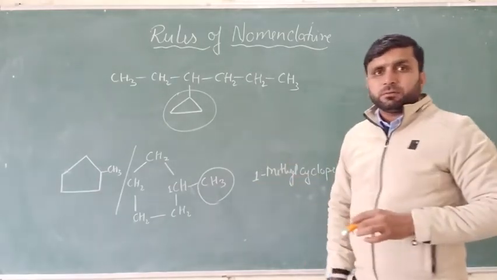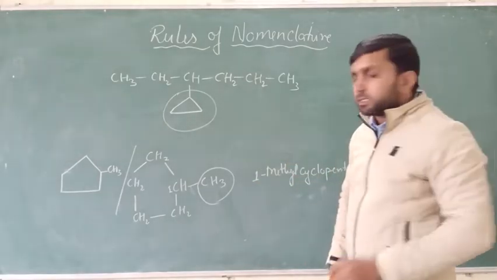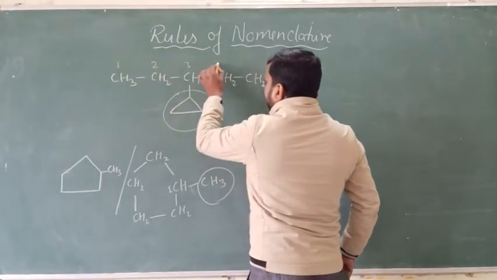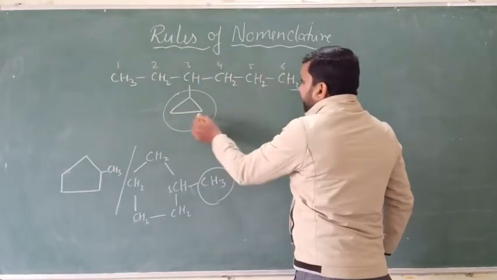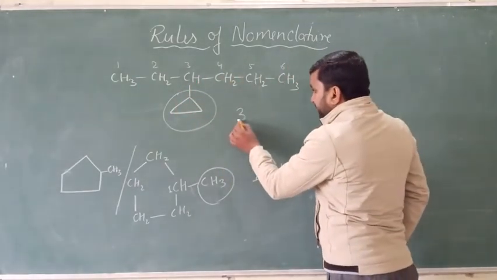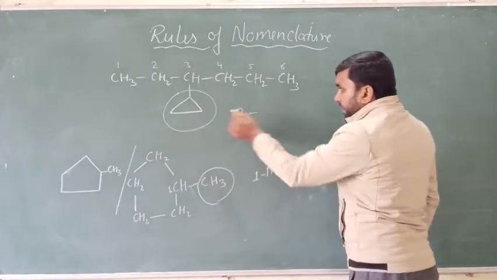Numbering must be done in such a way that the branch will get the lowest number. So numbering will be from this side, 1, 2, 3, 4, 5, 6. At the third position, the cycle is attached. So what will the name be? 3. The branch is there, and the branch is cyclic.